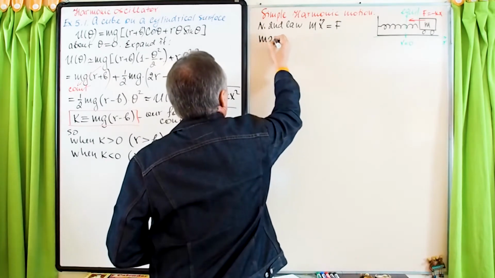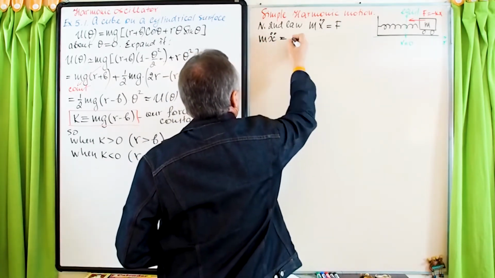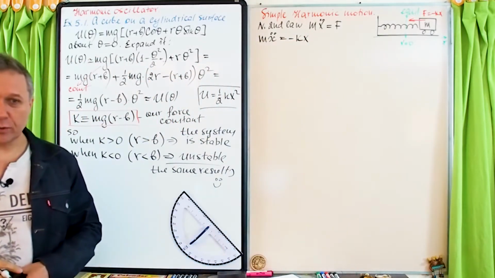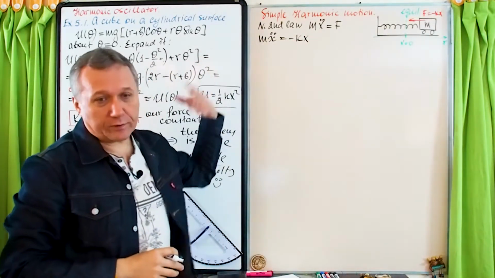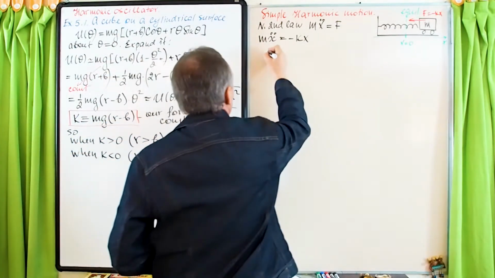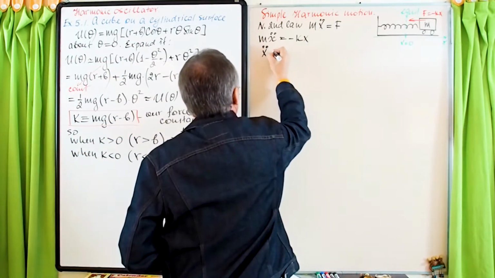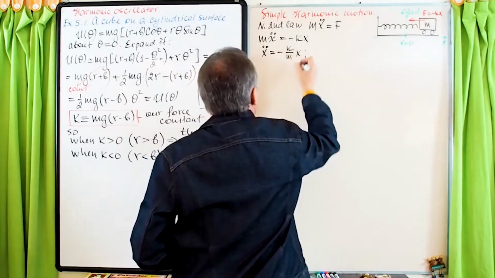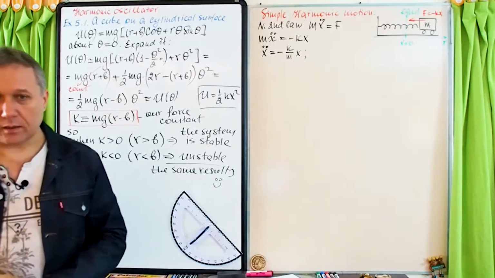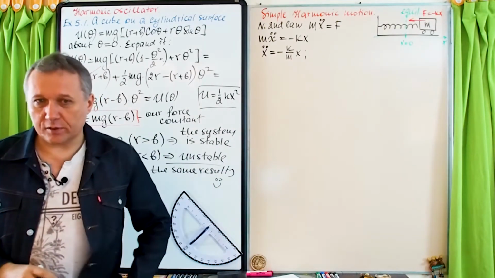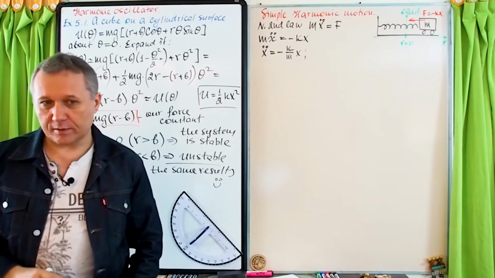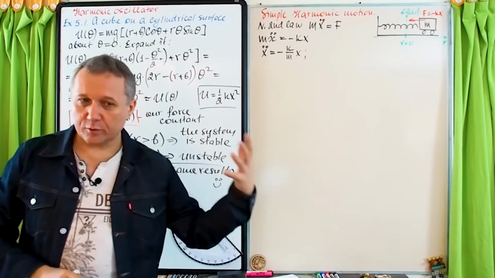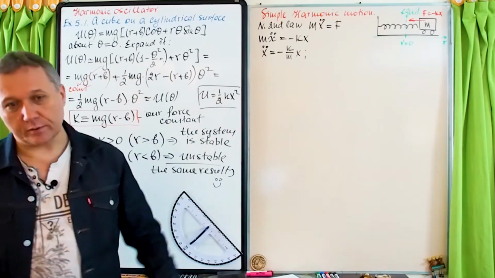So m x double dot equals minus kx, right? Of course, it's better to get rid of the factor in front of the second derivative. So we will end up with x double dot equals minus k over m x. And who wants to drag these constants k over m, which are basically intrinsic properties of the system? So it's better to introduce a new constant, which will also be an intrinsic property of that particular system.